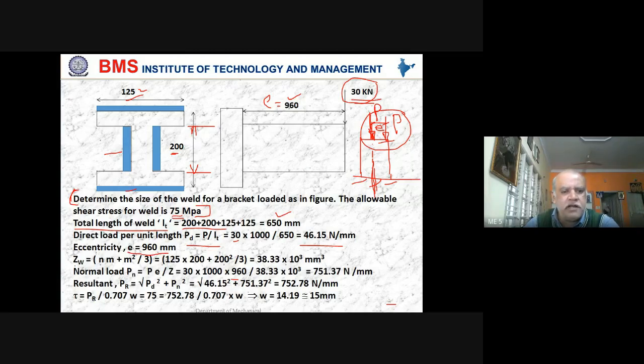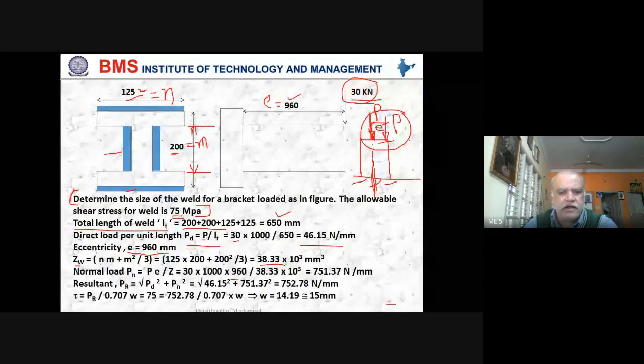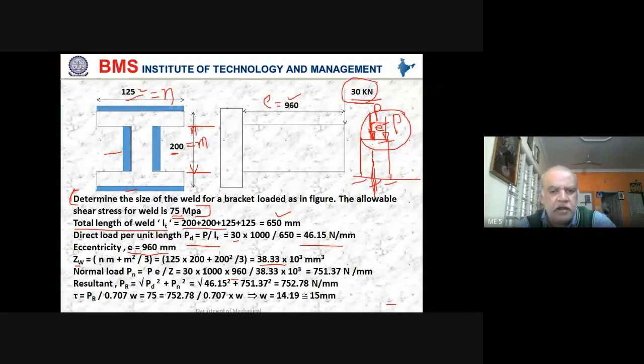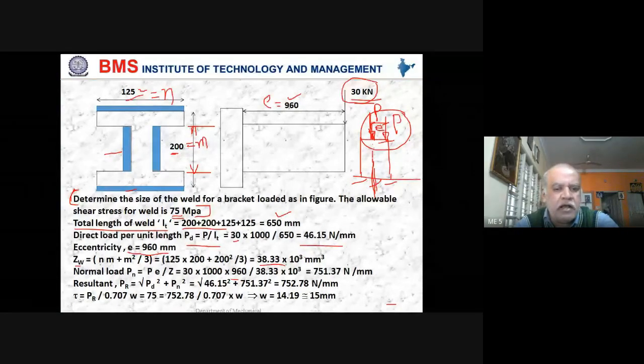Then find out ZW and you'll get this value over there. Substitute for N and M. N is 125, M is 200. So this is N and this is M. This distance, we take it as M. Then find out normal load, resultant, and size of the weld. Calculate and let me know the value of size of weld. Just follow the steps of the design procedure and get the final value of size of the weld.